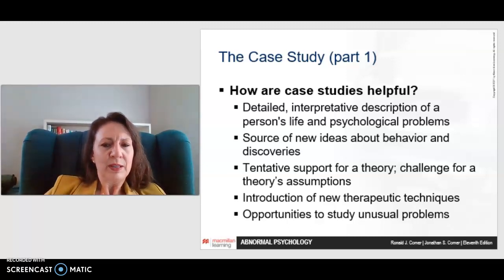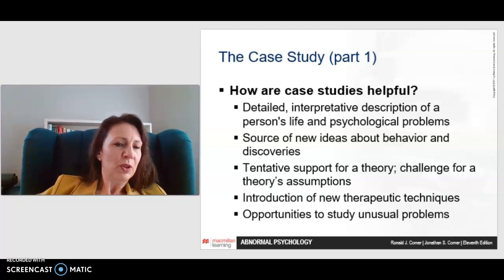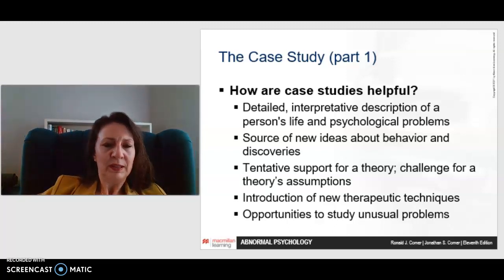It's the source of new ideas about behavior and discoveries many times, because we're really focusing in on someone's behavior and we might find out something new. There can be tentative support for a theory, or conversely, challenge to an existing theory that comes from a case study. Sometimes there's also introduction of new therapeutic techniques or opportunities to study unusual types of problems in a case study.